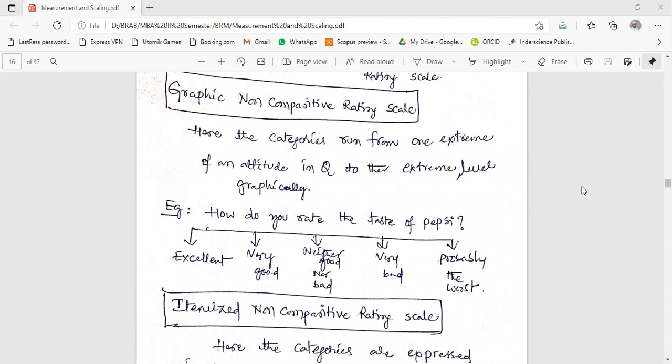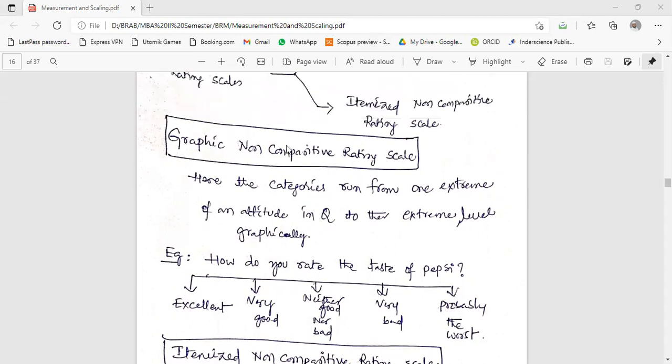Here you are not comparing the taste of Pepsi with Coca-Cola or with Thums Up. So only one brand is evaluated and only one attribute is evaluated: the taste of Pepsi, or the packing of Pepsi, or the content, or many other things. So here only one attribute of one particular brand is what we are rating. So this is the graphic non-comparative rating scale.